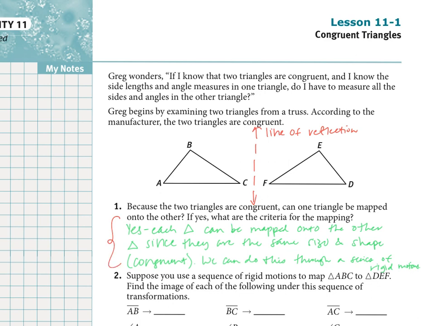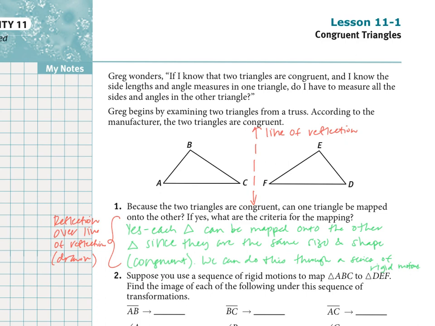So I'll say one example over here of what we could do to map one triangle onto the other is we could do a reflection over the line of reflection, and I'm just going to put in parentheses that we drew the line of reflection. Now we don't know which is our pre-image or image, so I'm not going to say ABC to DEF or vice versa. We just know that it's going to be some type of reflection. So that's another possible idea of a rigid motion that we could do.